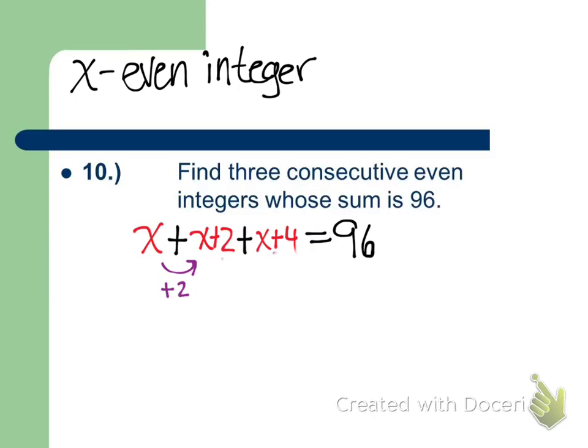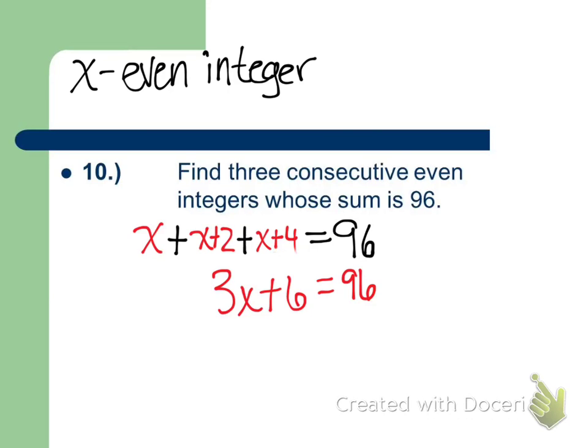Alright, so let's erase that down there. Now we've got an equation set up. That's the hard part. The easy part should be solving. Ellie, what's my first step to solve? Good. You add like terms. Okay, so when we add like terms, how many x's do we have? 3. So we have 3x plus 6. 2 plus 4 gave us 6. That equals 96.